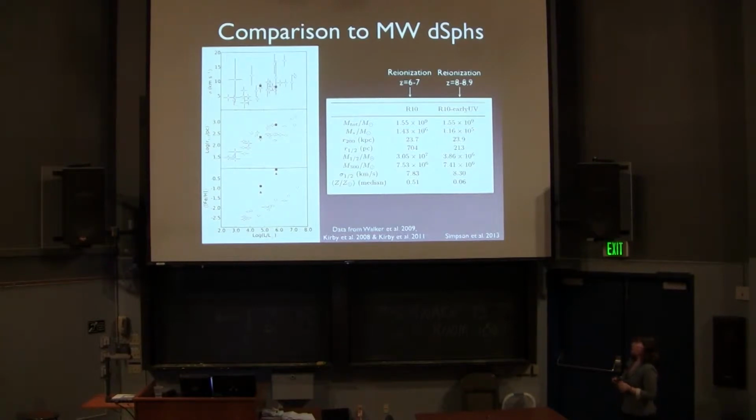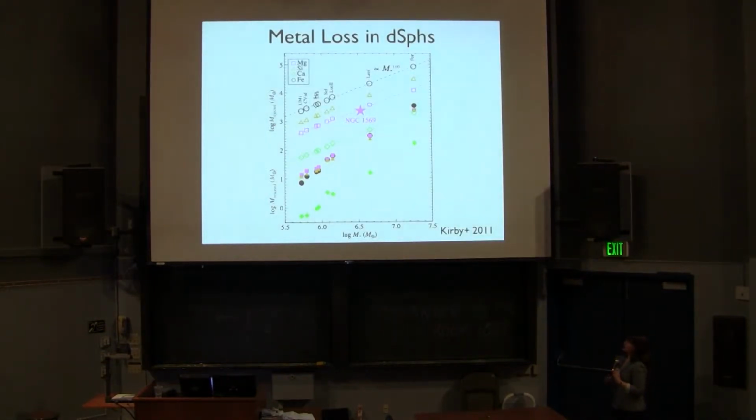So what could be the culprit? Well, feedback is the obvious culprit, and we used a very simplistic model that just did an injection of thermal energy. And we think that the metallicity of these dwarf spheroidals is really sensitive to the feedback.